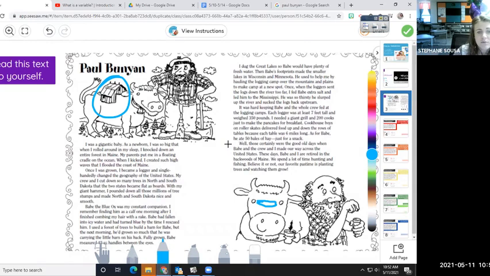Well, those certainly were the good old days when Babe and the crew and I made our way across the United States. These days, Babe and I are retired in the backwoods of Maine. We spend a lot of time hunting and fishing. Believe it or not, our favorite pastime is planting trees and watching them grow.